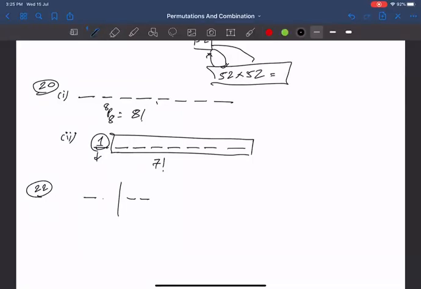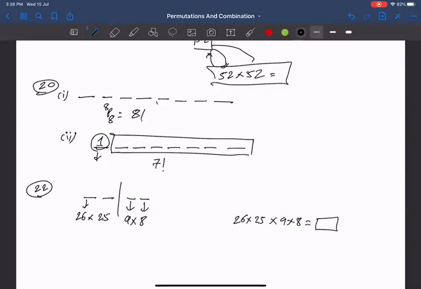2 distinct alphabets. How many letters are there? 26. The next is going to be 25, distinct obviously. And how many non-zero, what is written? Followed by how many? 2 distinct non-zero digits. So I will have 9 into 8 options. So you will get 26 into 25 into 9 into 8. That will be your answer. If this doesn't match, that means the textbook has not written the question correctly.